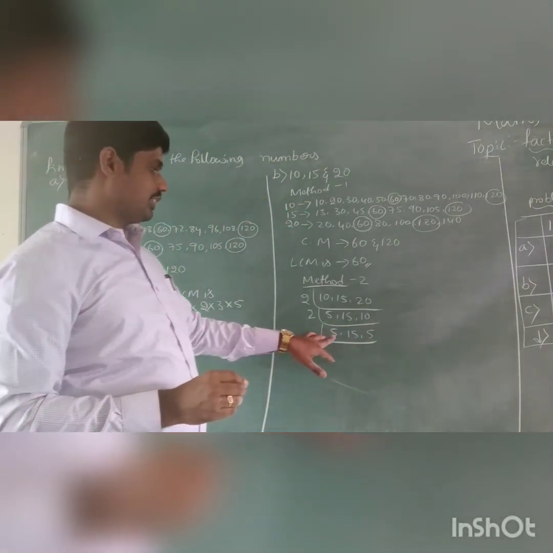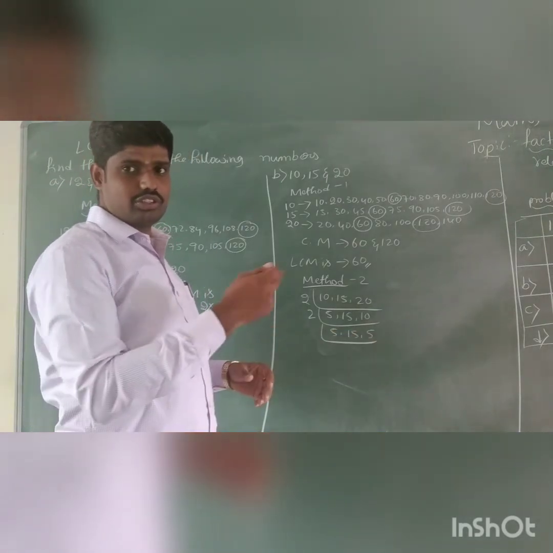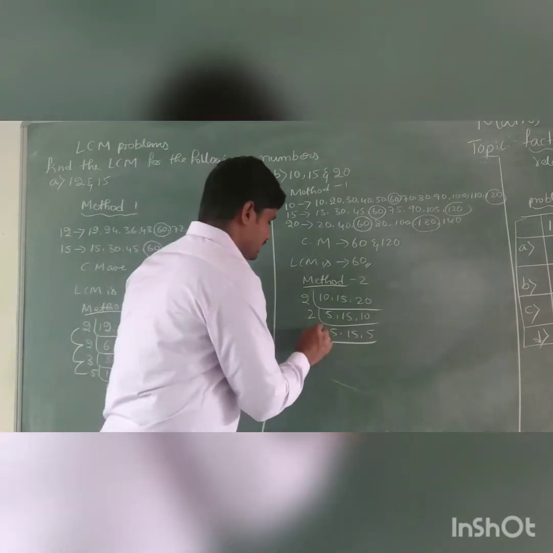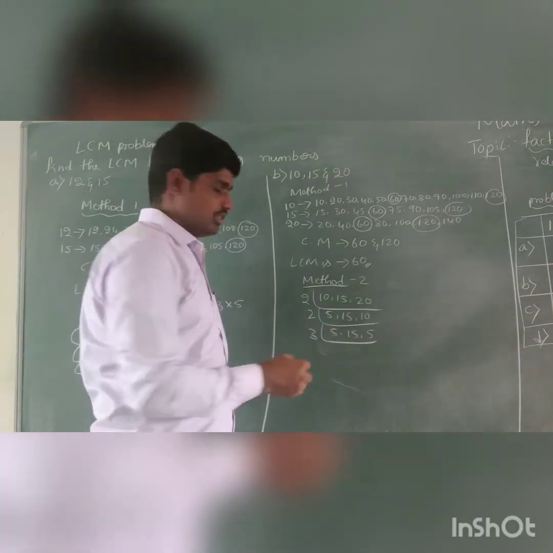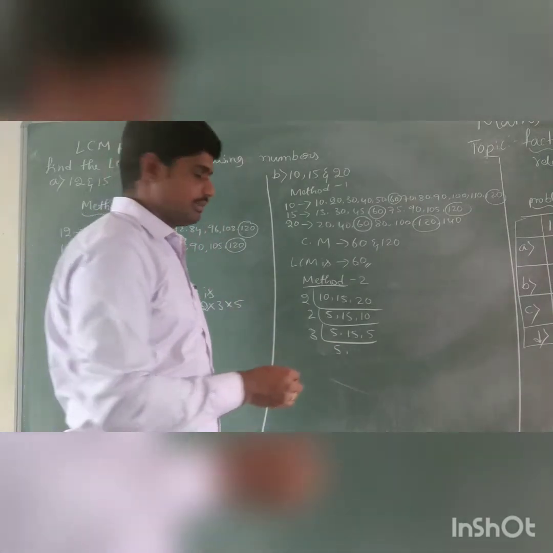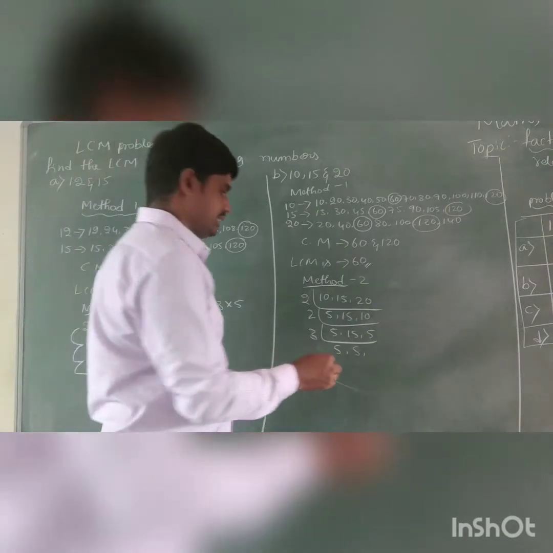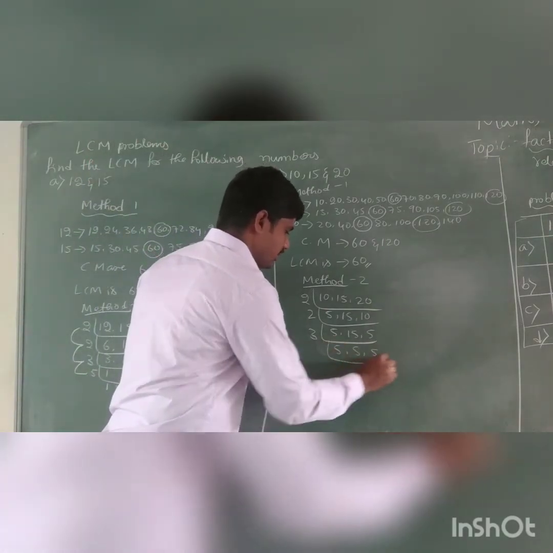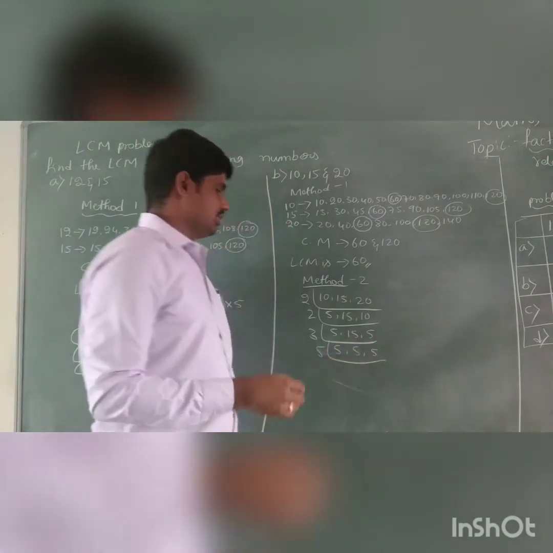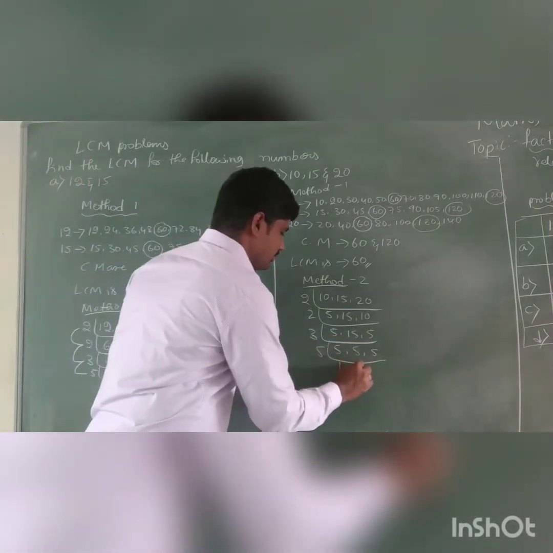Next, go to the 2 table. Are 5, 15 and 5 divisible by 2? No. Next, going to the 3 table. In the 3 table, 5 is not divisible. 15 divided by 3 is 5. 5 is not divisible, so write as it is, 5. In the 5 table, 5 divided by 5 is 1. Each of them gives 1.